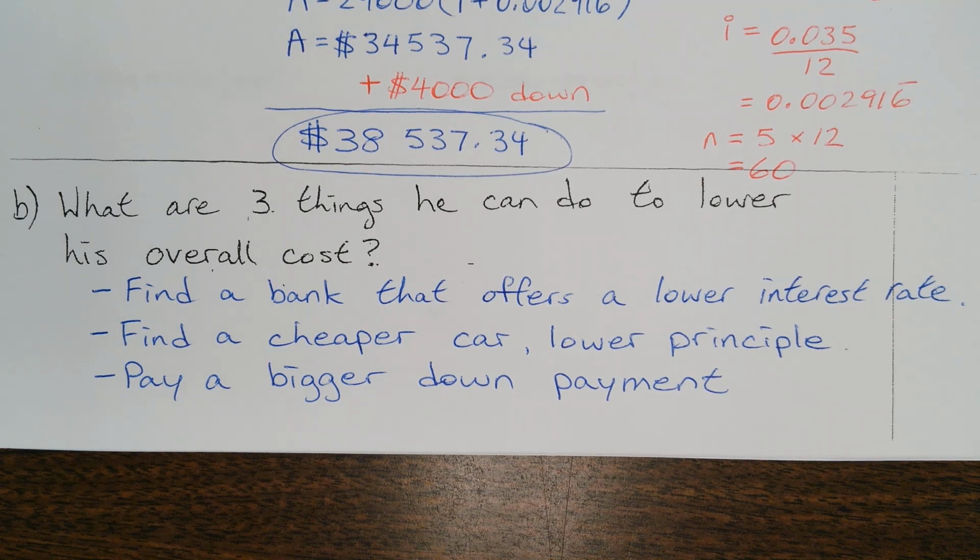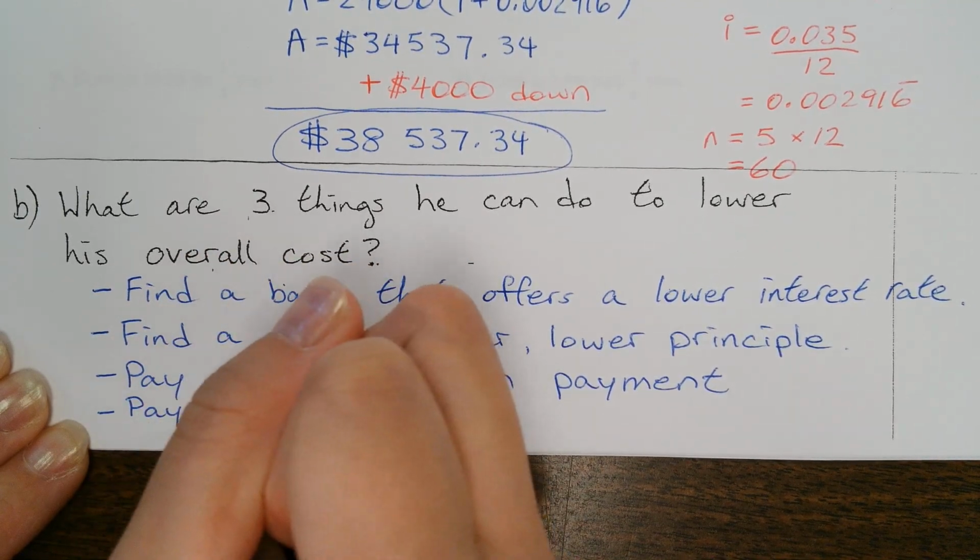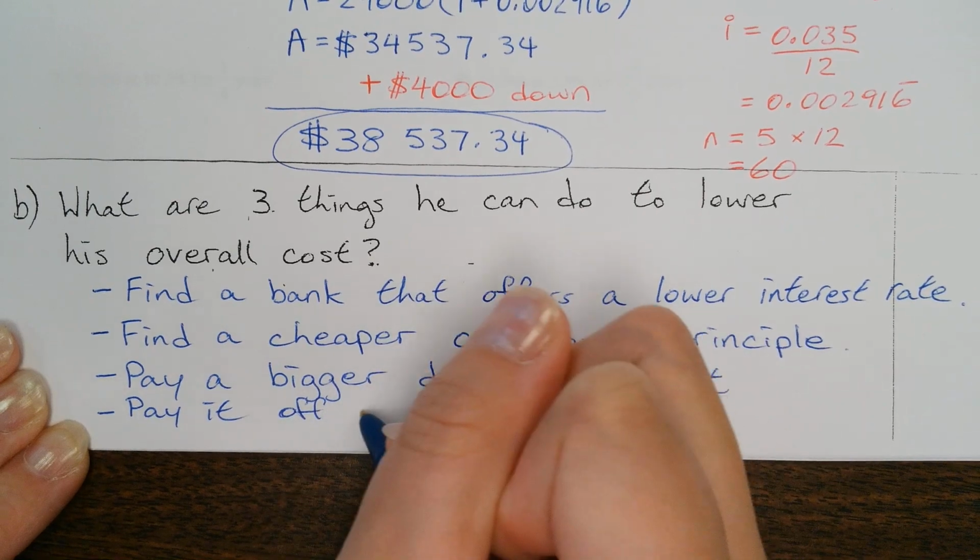Okay. Anything else we could do to lower our overall cost? I'm thinking there's two more things that we could do to lower our overall costs. Pay in full when you start. Let's say I can't pay in full right at the beginning. Pay in a shorter amount of time. Yeah. So pay it off sooner.